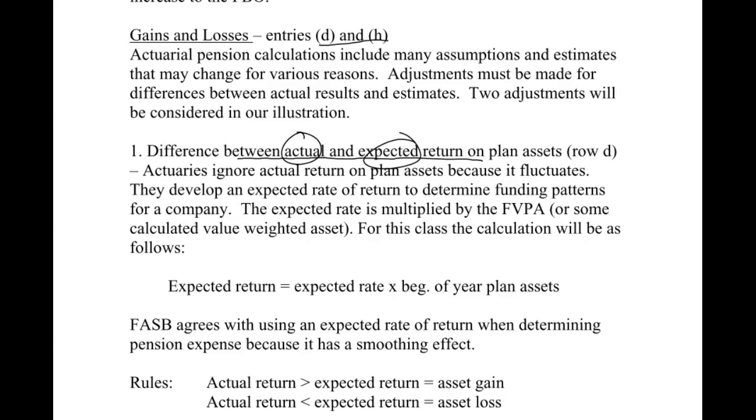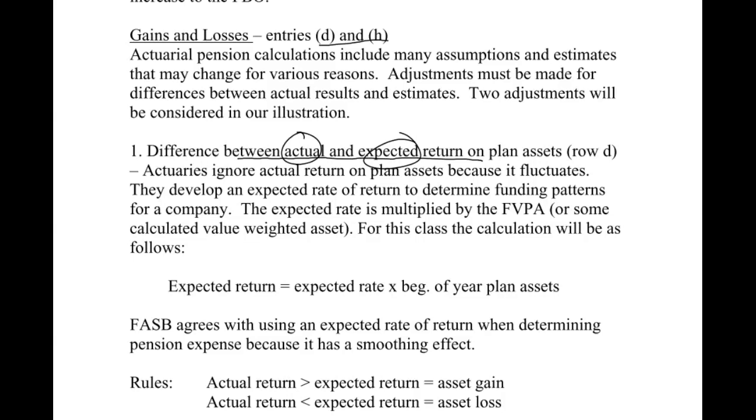If you read here, actuaries ignore the actual return on plan assets because it fluctuates. Think about the market changes back in 2007, 2008, when we had a big recession. And even now, I'm recording this from home while everybody's dealing with coronavirus. So we've seen a lot of market fluctuations that can really impact the return on plan assets. Actuaries will develop an expected rate of return to determine the funding for a company.